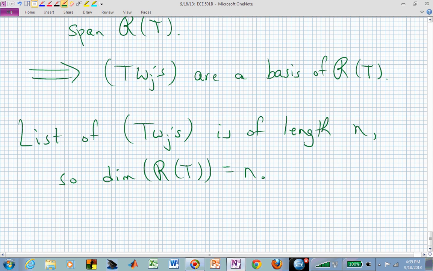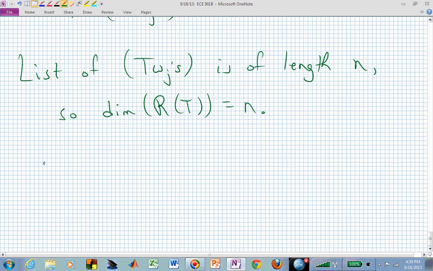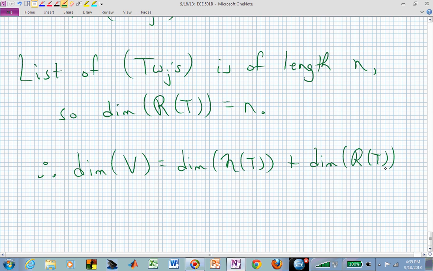And that's what we wanted to show. We wanted to show that the dimension of the range of T was actually equal to n, and now we can say that therefore the dimension of V, we can write down our final statement that we needed to show, is equal to the dimension of the null space of T plus the dimension of the range of T. And that was because this guy was n plus m, this was m, and that was n. And that's what we were trying to show.